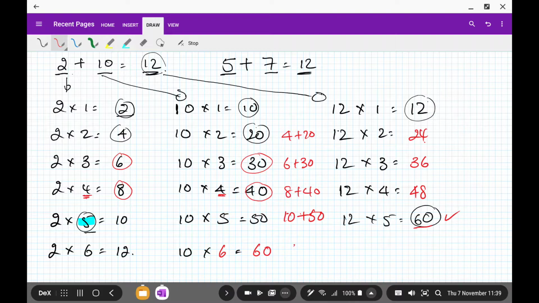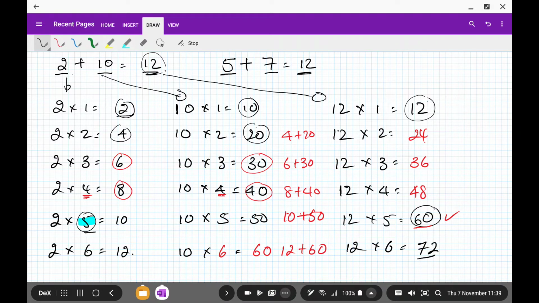So in this case, 6 plus 60, sorry, 6 plus 12. See, sometimes it's so easy to make that mistake. 12 plus 60, that gives you 72. So 12 times 6 is 72.